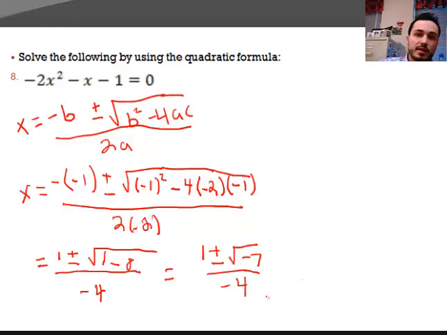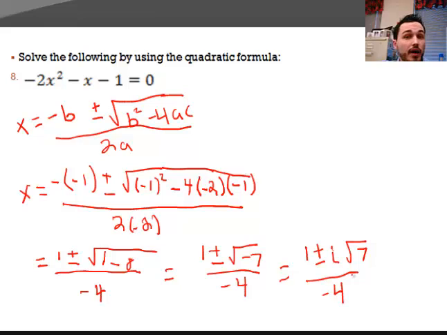Since the square root of negative 7 is negative, it can't be solved or square rooted. I am going to take out the i, though. I'm going to take out the negative sign and make it an i. So 1 plus or minus i times root 7 all over negative 4. If it is imaginary, I do expect you to pull out the negative sign and make it an i. That is required.